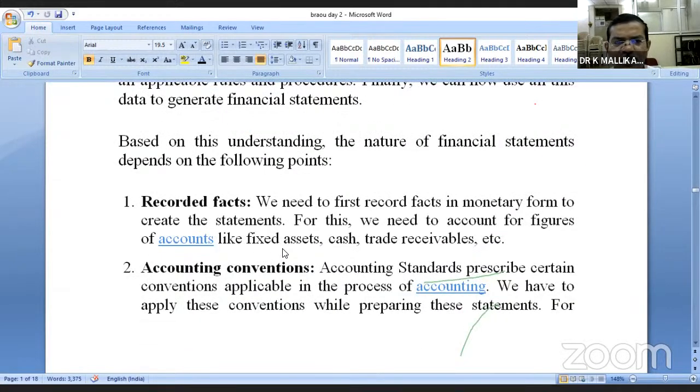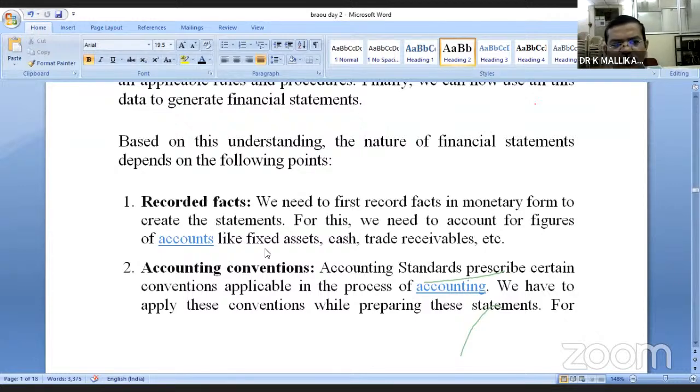The first one is recorded facts. The facts are recorded. Like what are the cash receipts, cash payments, what are the bank receipts, bank payments, what assets are there, what liabilities are there, right? And what are the current assets, current liabilities, what are the income sources of the firm, what are the operating income, what are the non-operating income, right? So all these are facts recorded only.